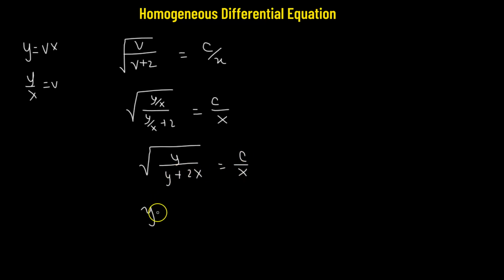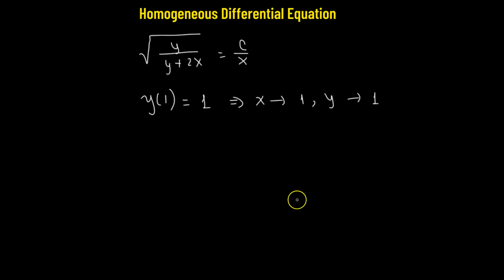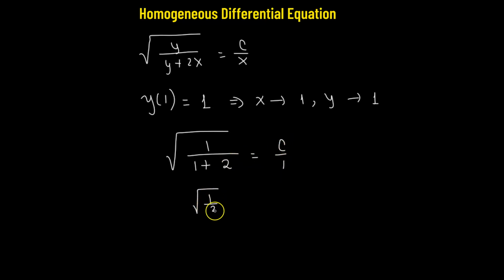We are also provided with the initial condition that y of 1 equals 1. This means that when x approaches 1, y is going to approach the value 1. So we'll substitute this value here. This will help us determine the value of the constant of integration c. So we have square root of 1 divided by 1 plus 2 equals c over 1. So that's 1 over square root of 3. So c is 1 over square root of 3.